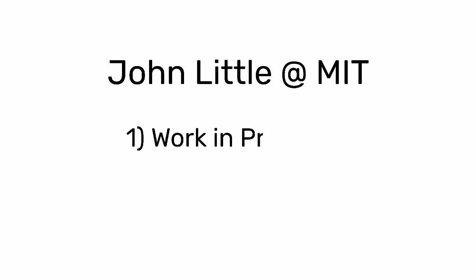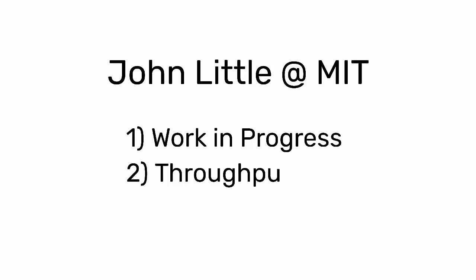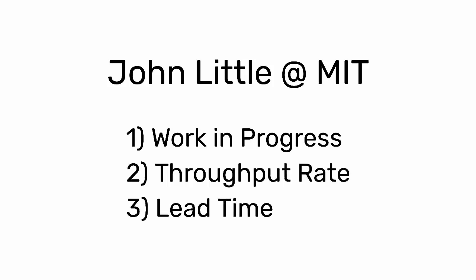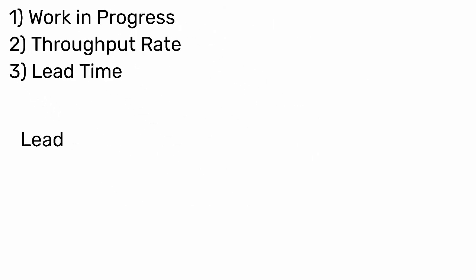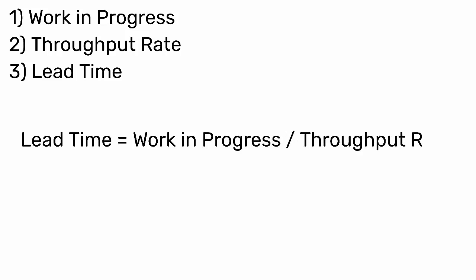Work in progress, which means how many items are currently inside a system. Throughput rate, which means how fast items leave the system. Lead time, which means how long it takes before an item is completed and delivered. Little's Law says lead time equals work in progress divided by throughput rate.